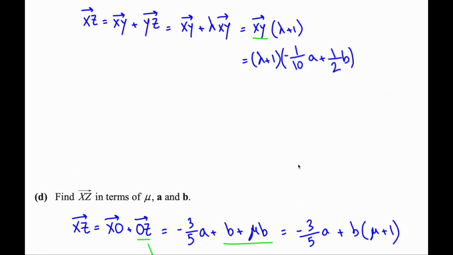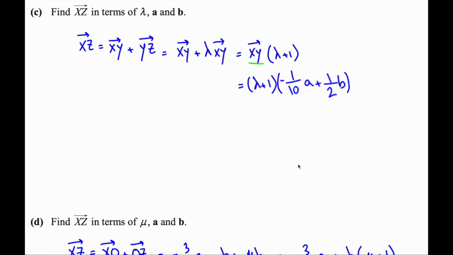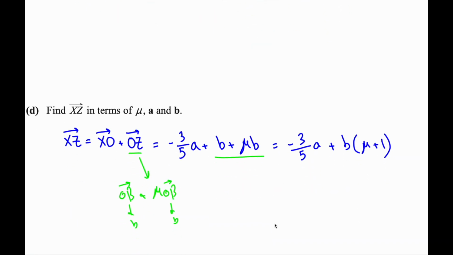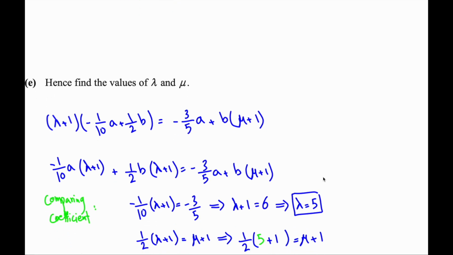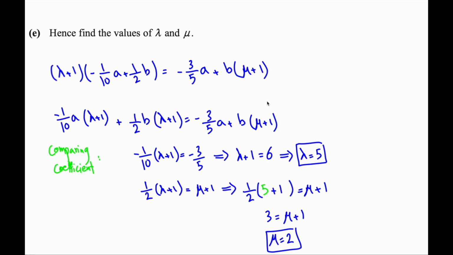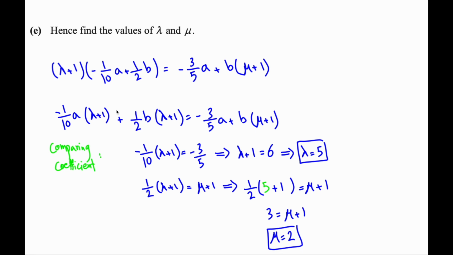In the previous parts, C and D, I found the same vector XZ in terms of A, B, and lambda, and in terms of A, B, and mu. So all I have to do is put them equal to each other. At first it might look impossible, but you can simply compare the coefficients. You just have to gather everything in terms of A and B.